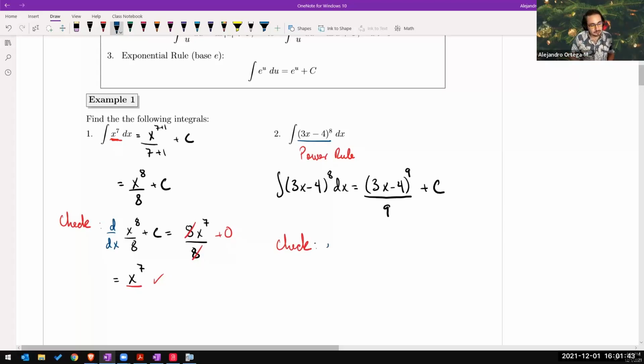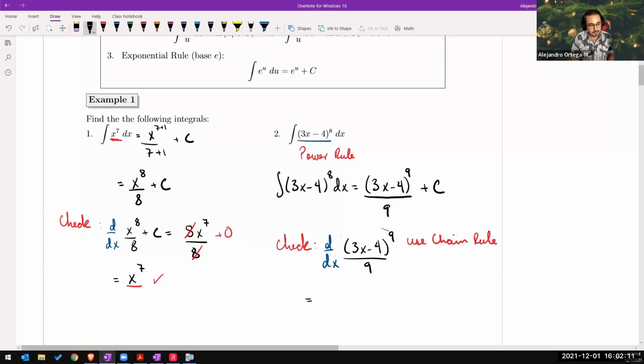So let's see, what is the derivative of (3x minus 4) raised to the 9, over 9? All right, so I'll use the chain rule. We're going to have the derivative using the chain rule. Remember, it's the derivative of the outer function.